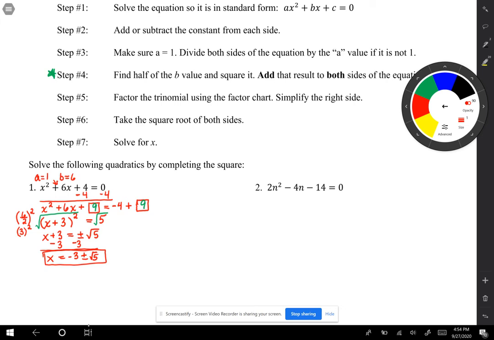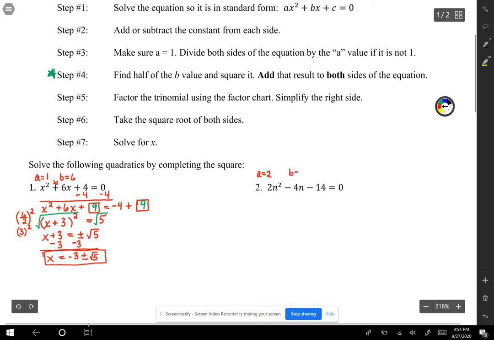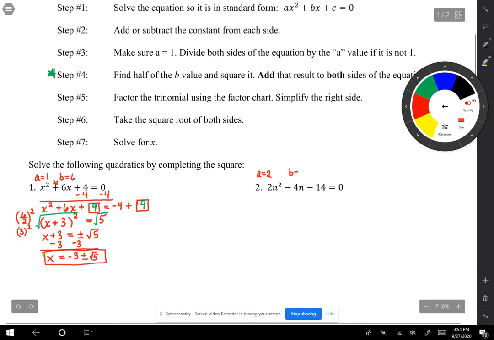Let's identify A and B. Actually, we don't want to identify B right now. So maybe we only identified A and B there because A was equal to 1. So I'm not going to identify any of these yet until we are in step number 3. So step 2, add or subtract the constant. So let's add 14 to both sides.